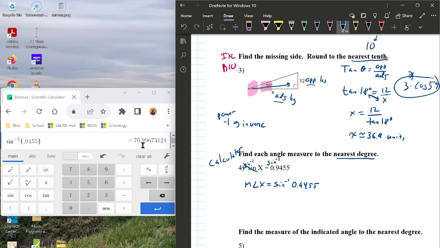Nearest degree means nearest unit. That's going to be that one right there. That's my degree. So I look at the one to the right of it to round up. 0.9 says round up. So the measure of angle X is going to be approximately 71 degrees.